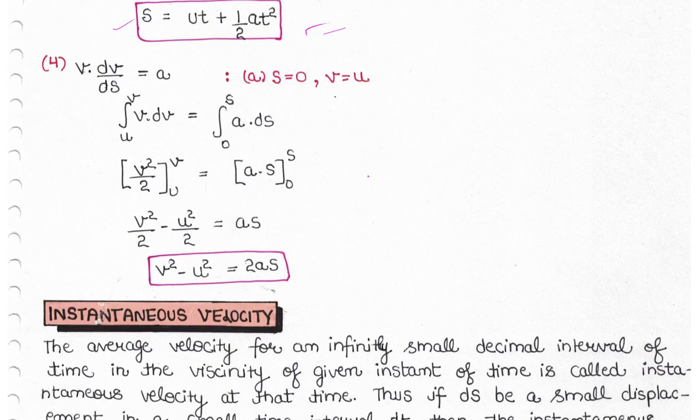Now if we have v dv/ds = a, boundary condition is s = 0 and v = u, you can write the integral from u to v of v dv = the integral from 0 to s of a ds, or v²/2 from u to v = a s from 0 to s. So we can write v² − u² = 2as.